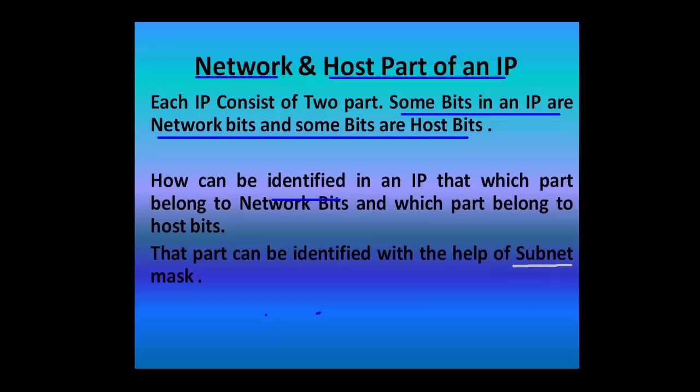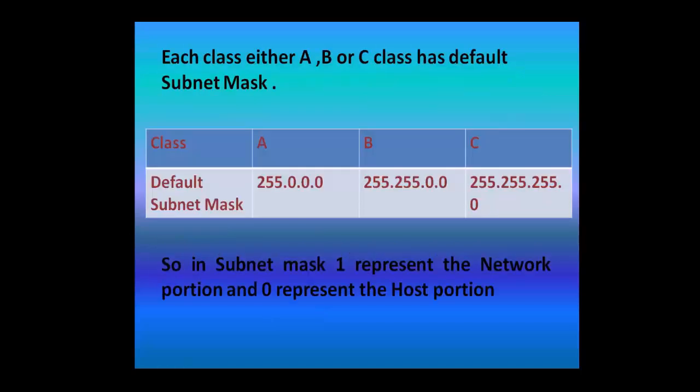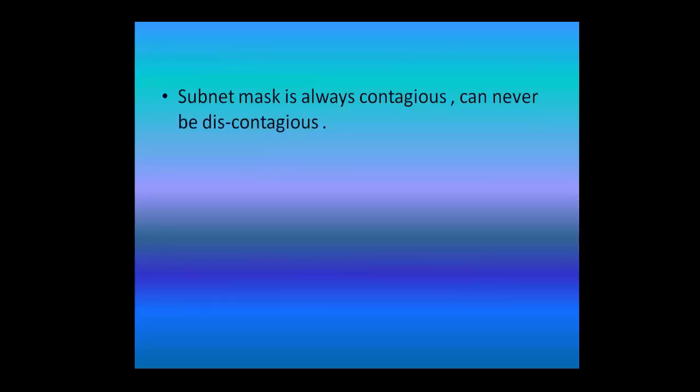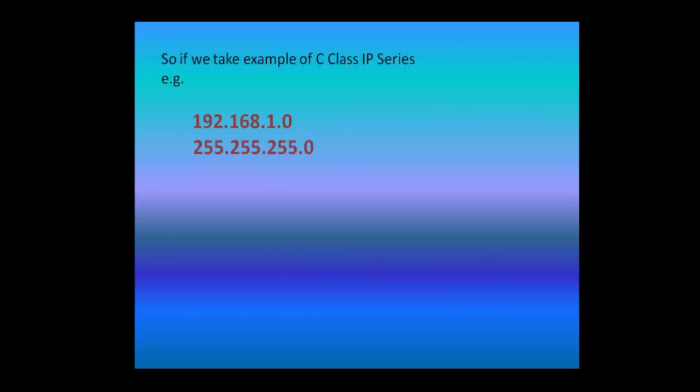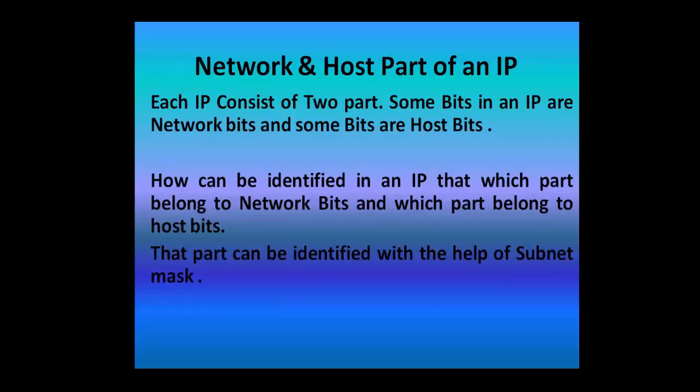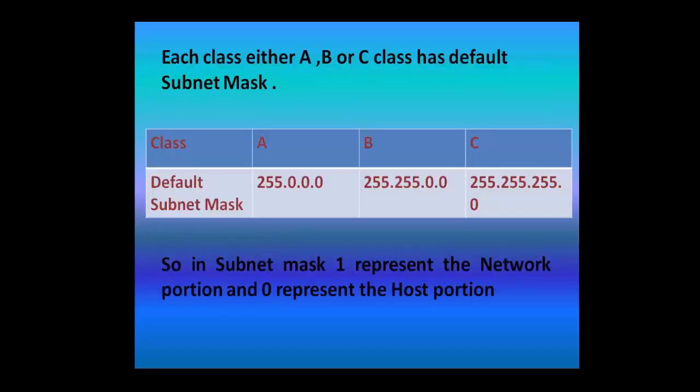Subnet mask. If you have seen the structure there, I've shown you. First is the IP address and next is the subnet mask. So how can we identify? These are the default subnet masks for each class. One thing I want to add here, perhaps let me check. Okay, I will let you know later. So these are the default subnet masks.